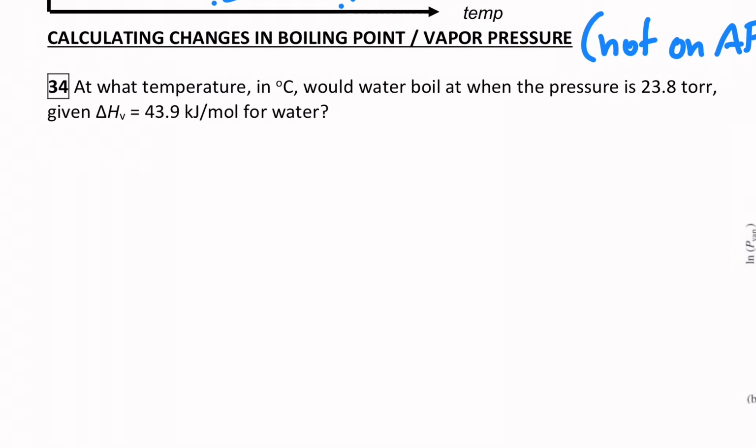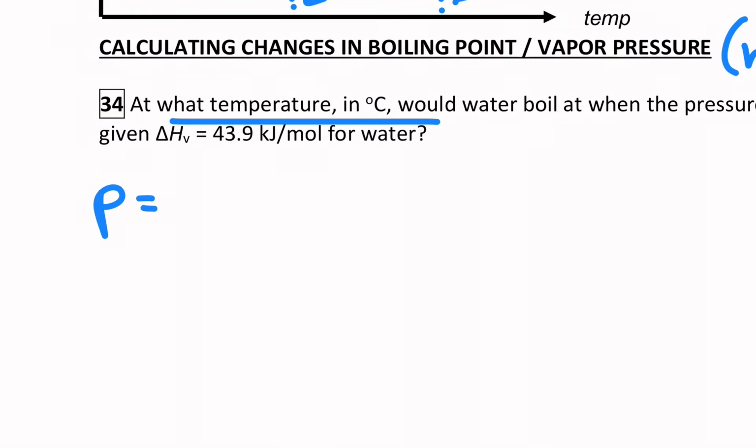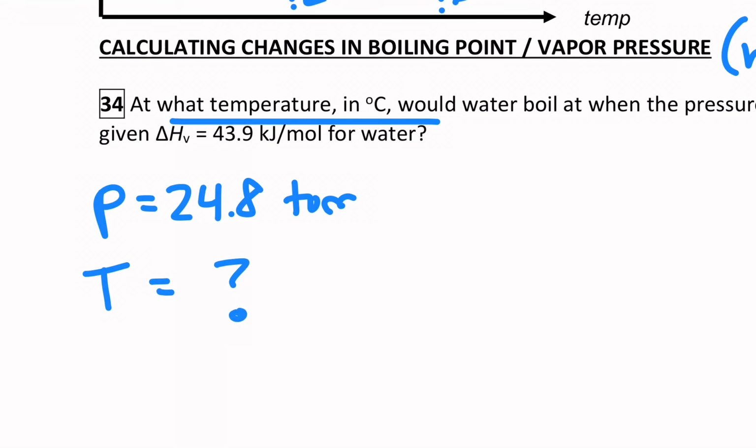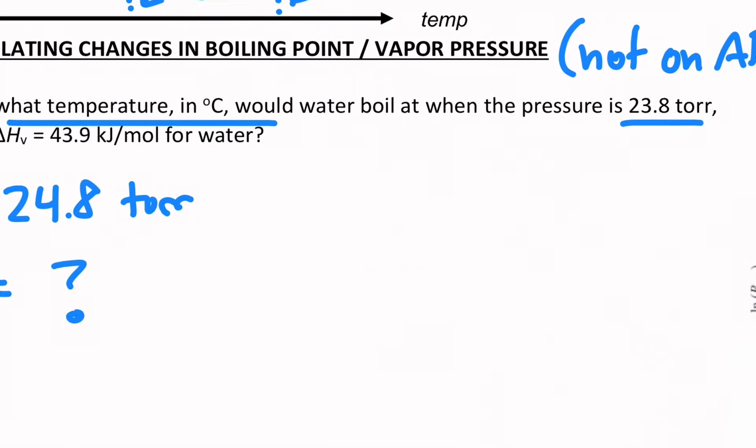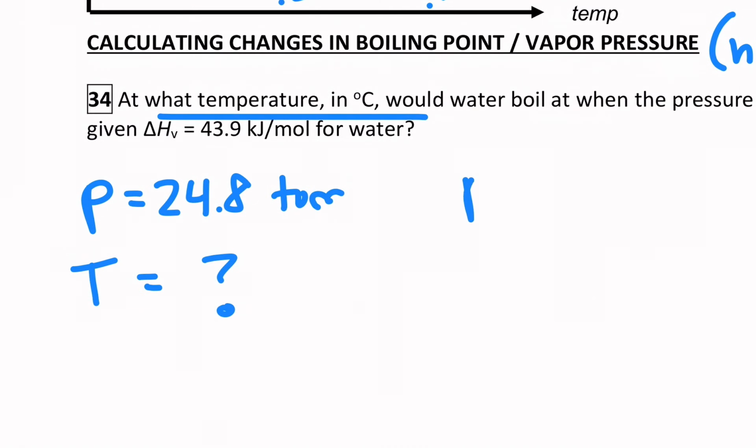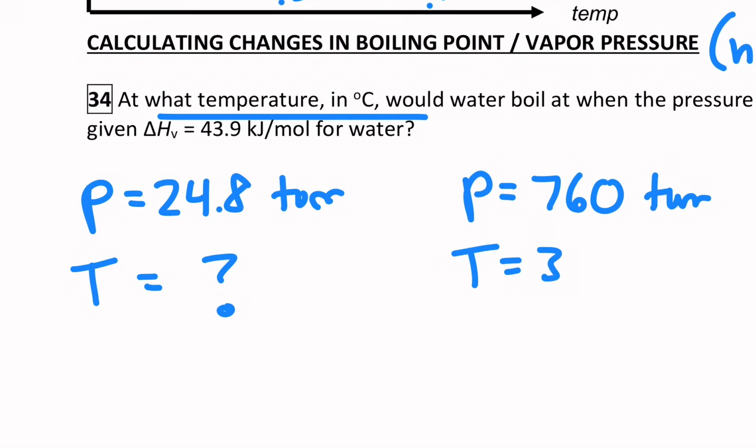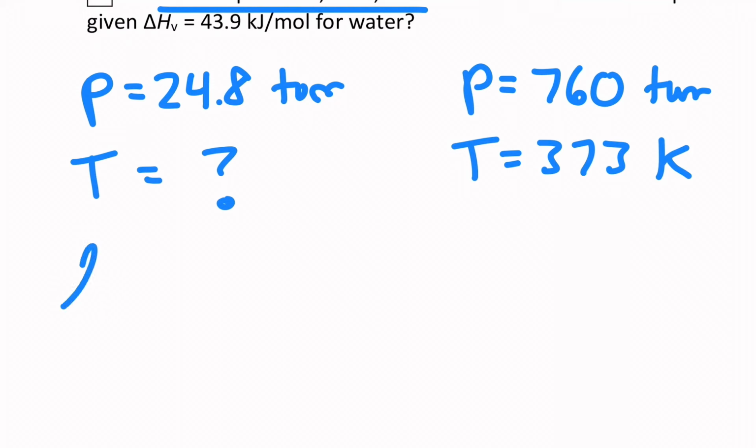So for example, if I want to know what temperature water would boil at if I was at a much lower pressure, so if pressure is 24.8 torr, what is the boiling point? Well, in order to use that Clausius-Clapeyron relationship, I need another reference point. Well, we know that at room pressure, which is 760 torr, the boiling point of water is 100 Celsius, which is 373 Kelvin. So I can use the Clausius-Clapeyron and substitute everything.